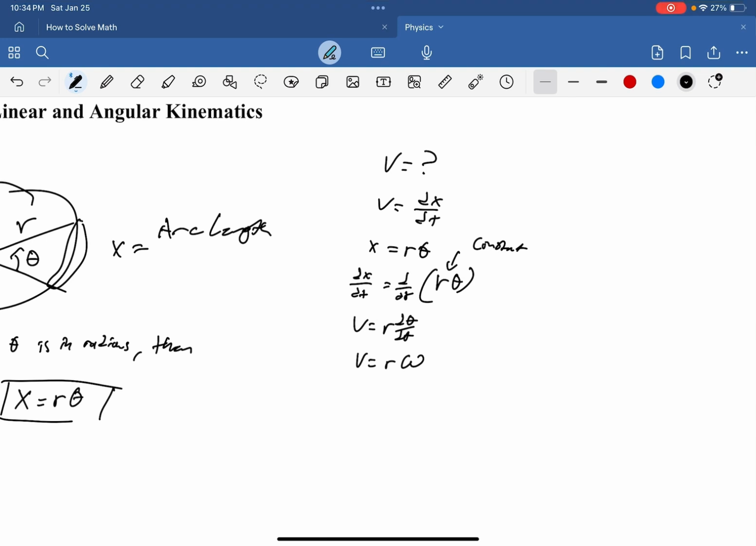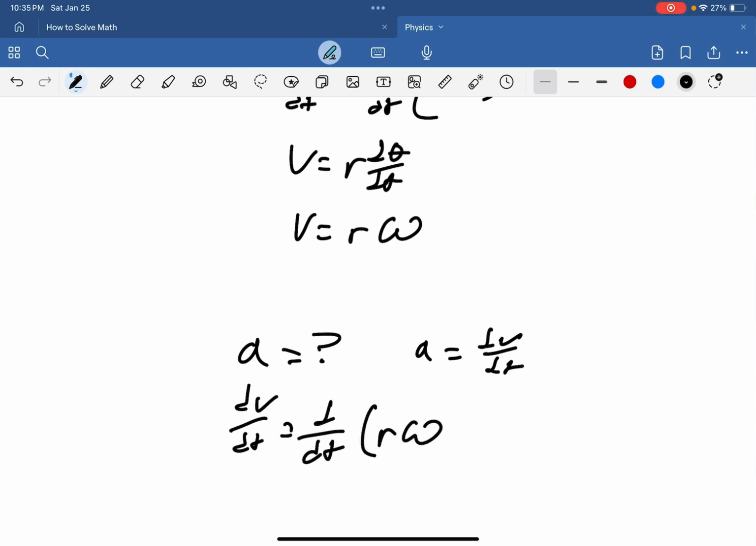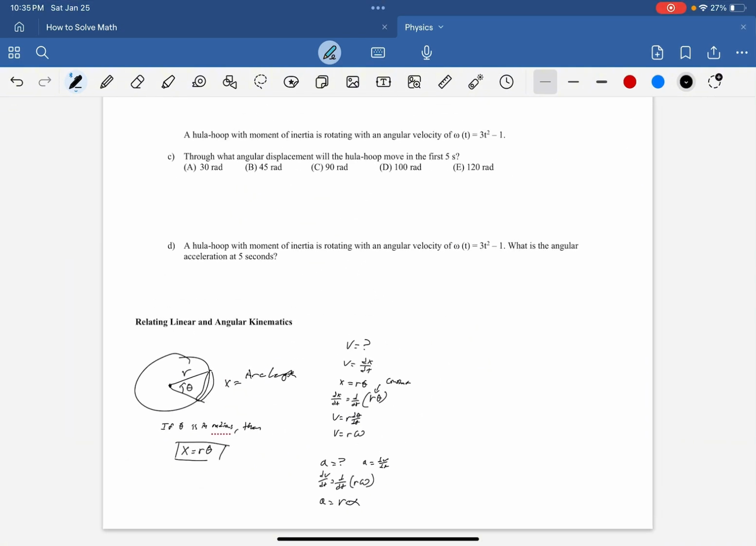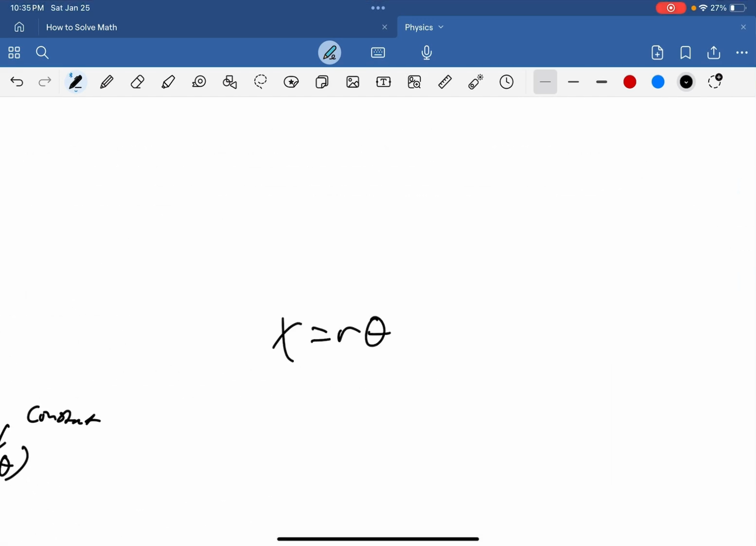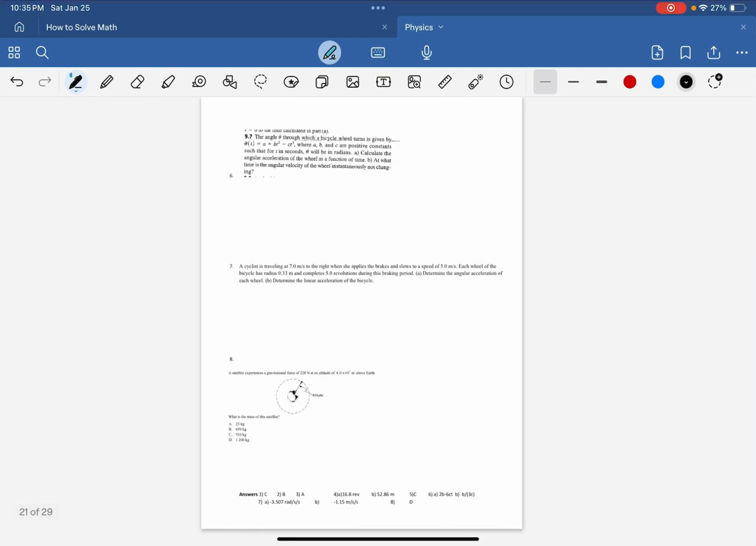And now that you notice that pattern, what do you think a is equal to? Well, if we do the exact same thing, where a is equal to dv over dt, and we take the derivative of r times omega, we get that a is equal to r times alpha. Wow, isn't that astonishing? So let's put them all right here. x is equal to r theta, v is equal to r omega, and a is equal to r alpha. Wow, this is a very key thing to pick up on today. So now let's go back to the homework.